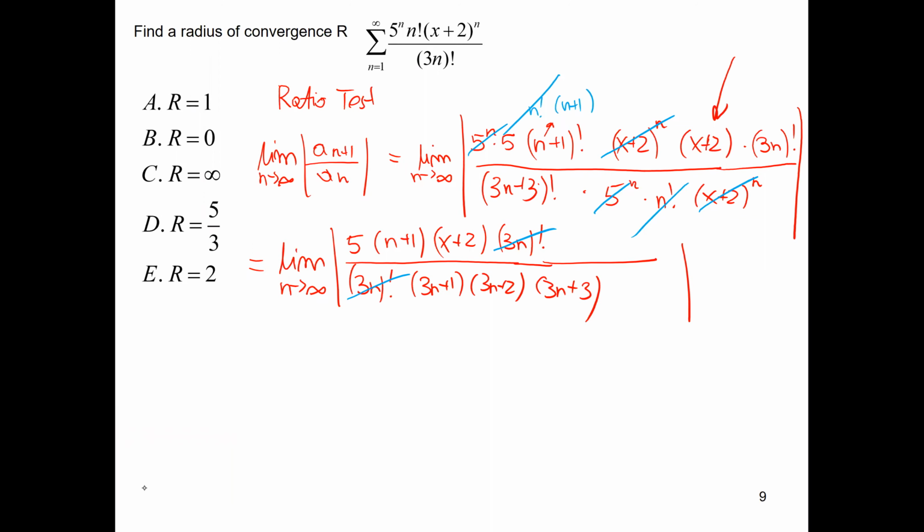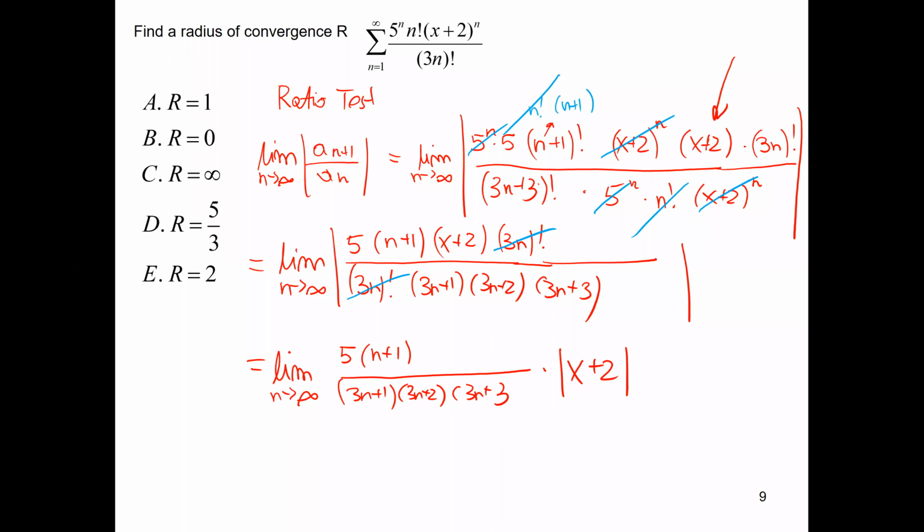And now we remember the last step for the power series and the ratio test is to split the n's and x's. That means I have 5 times n plus 1, and then I will repeat this. 3n plus 1, 3n plus 2, 3n plus 3, and I don't have to keep absolute value for this, but I have to keep absolute value for x plus 2, as I said.